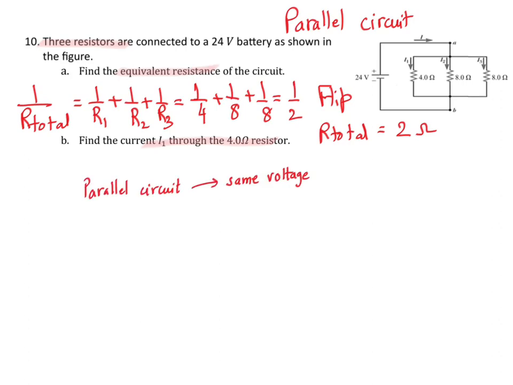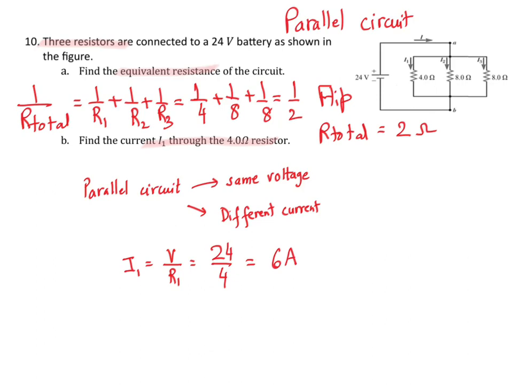Now in parallel circuit, the voltage remains the same. So if we have 24 volt battery, for each resistor the voltage will be 24 volt. But each one will have a different current. That's why you can see it is written I1, I2 and I3. We want to find what is I1. So we'll write V over R1. V, that is the voltage of the battery, which is 24, over R1 is 4. We get the answer as 6 ampere.